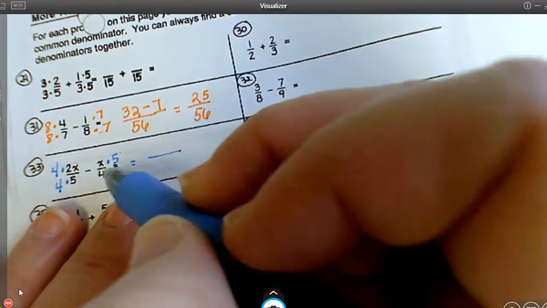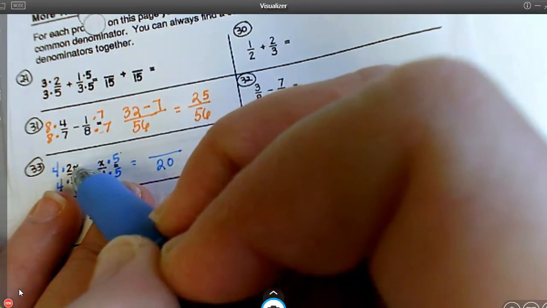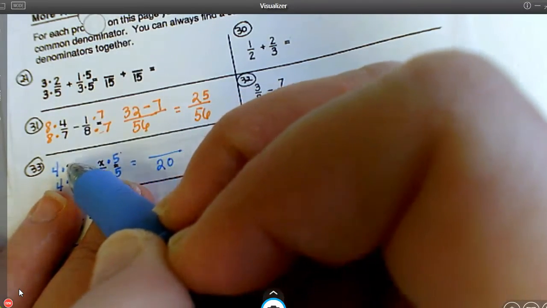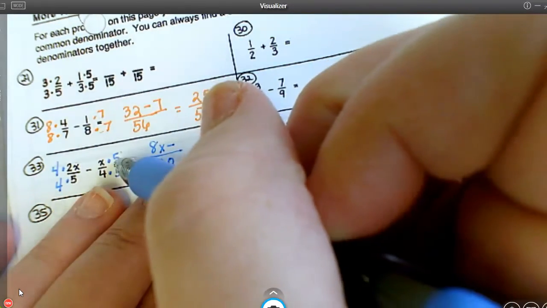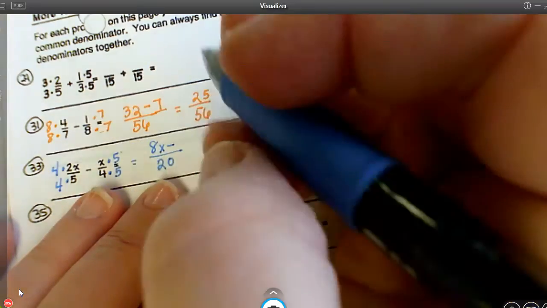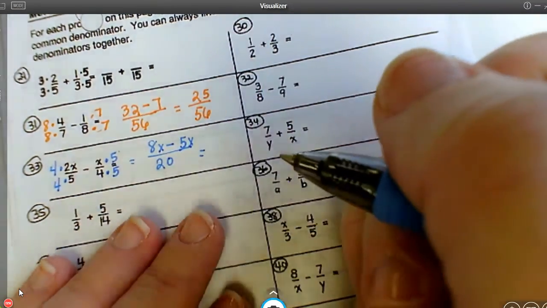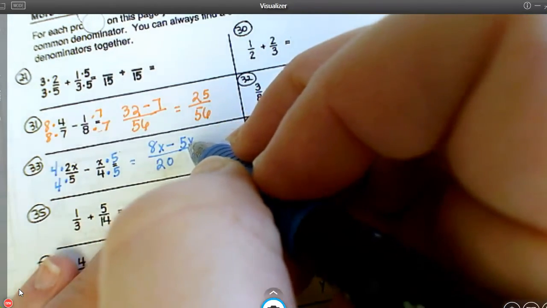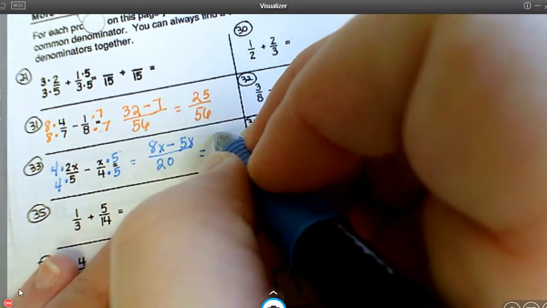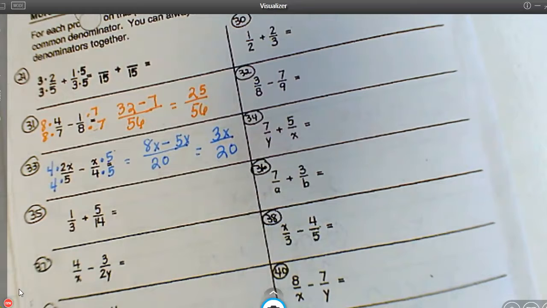On the bottom, 4 times 5 on both of them is going to be 20. 4 times 2x, so you multiply the numbers and leave the x, so that would be 8x. x times 5 is 5x. And after you figure that out, then go one more step and combine it if it can be combined. 8x minus 5x are like terms, so I can go ahead and do that, and I get 3x over 20. So you really don't change the bottom after you figure out what the bottom is going to be.